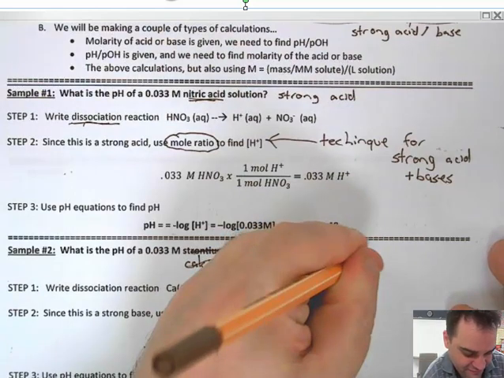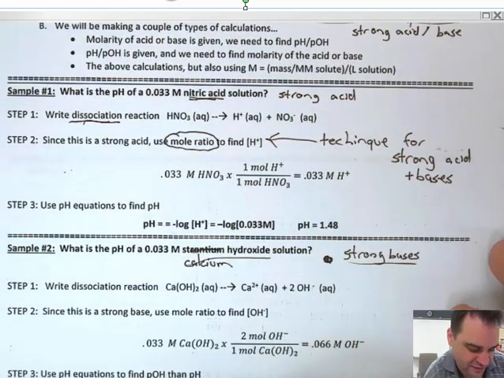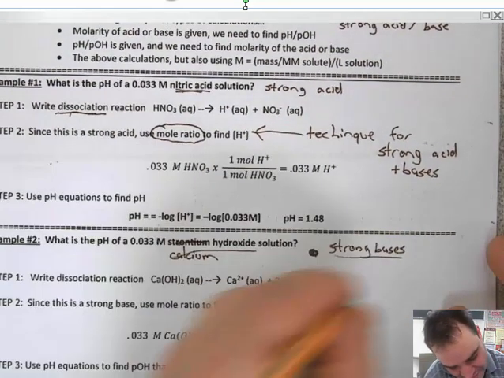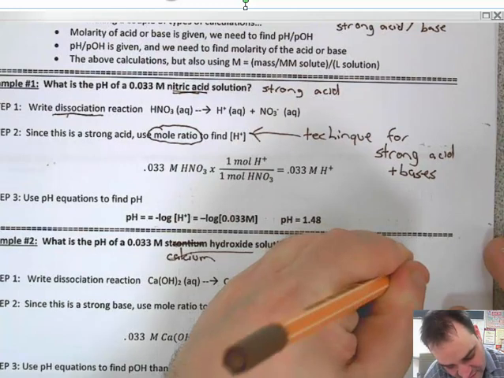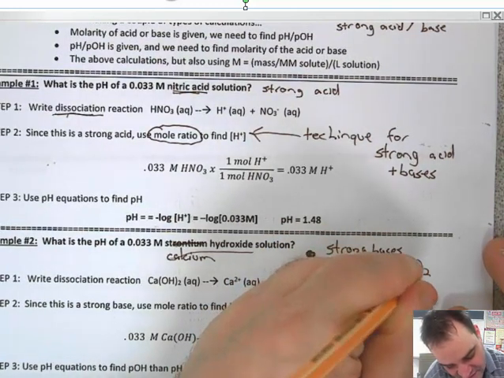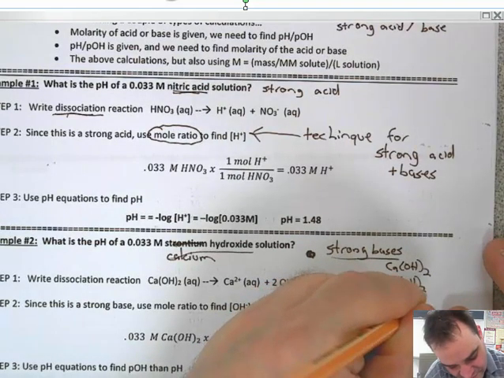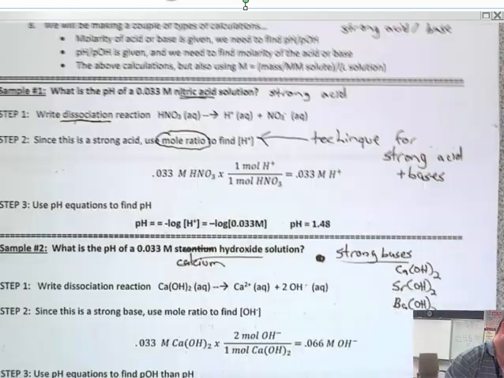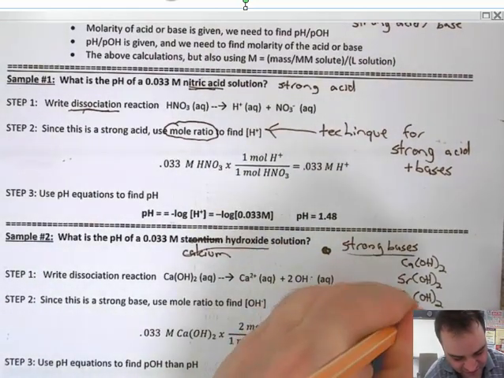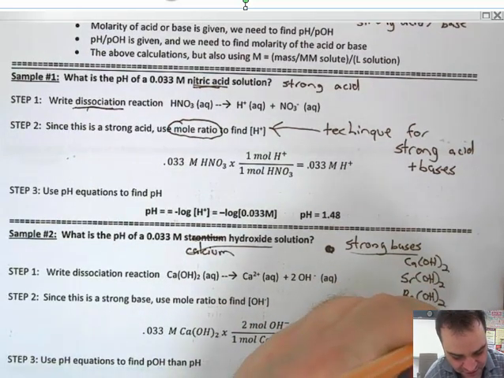Strong base. Okay. These are the bases that you have to watch out for. You have to watch out for your calcium hydroxides, your strontium hydroxides, and your barium hydroxides. Why am I telling you to watch out for those? Those are the ones with the 2-to-1 mole ratio.